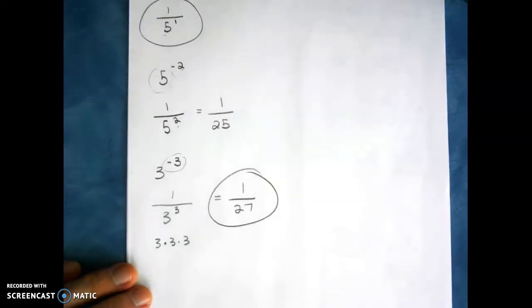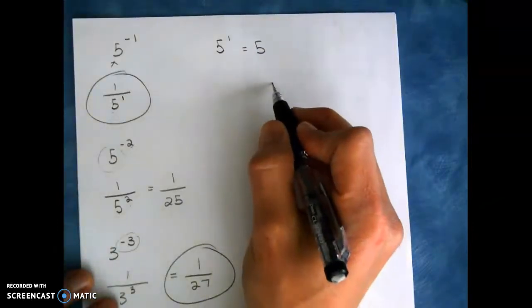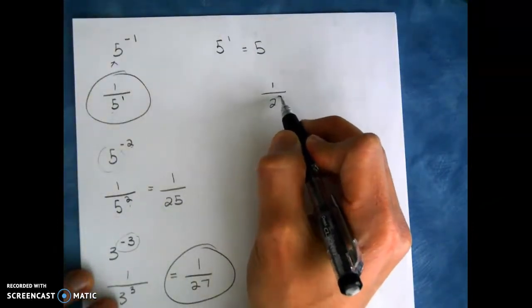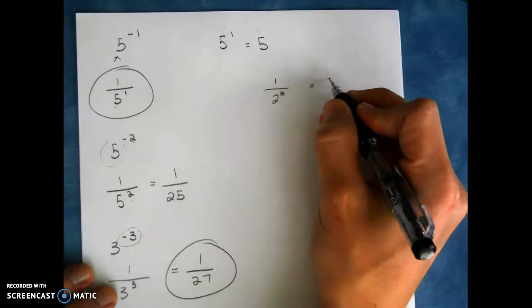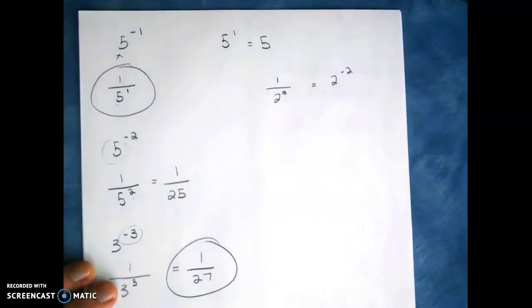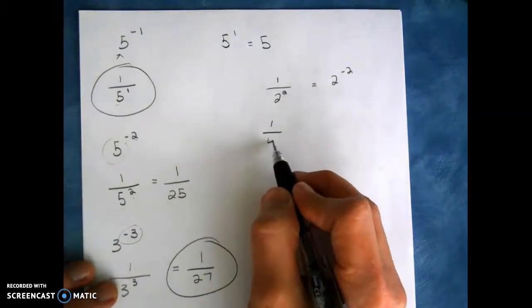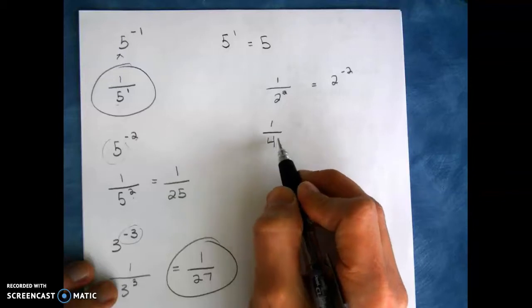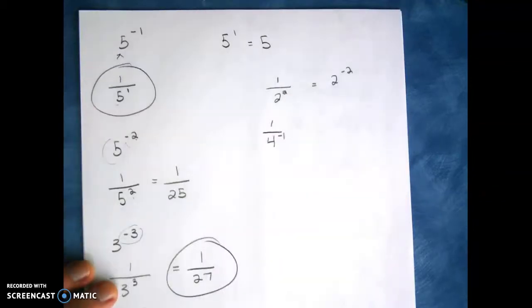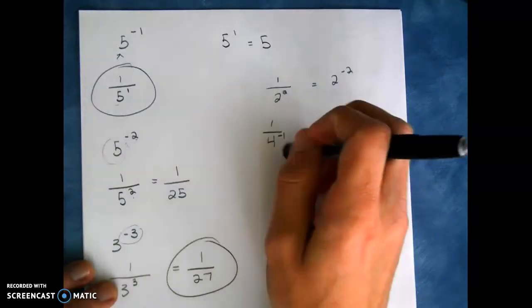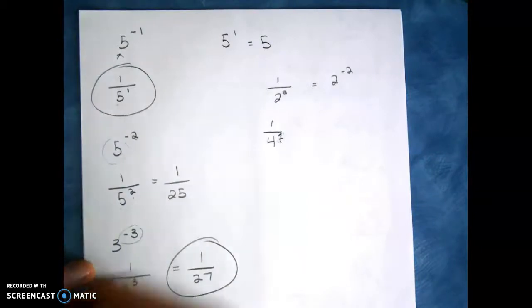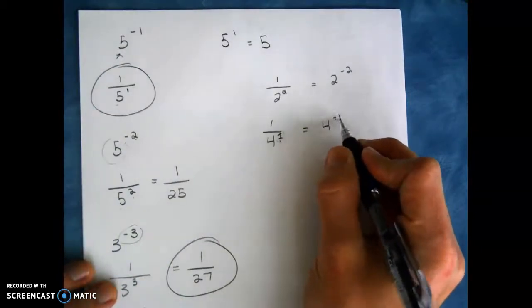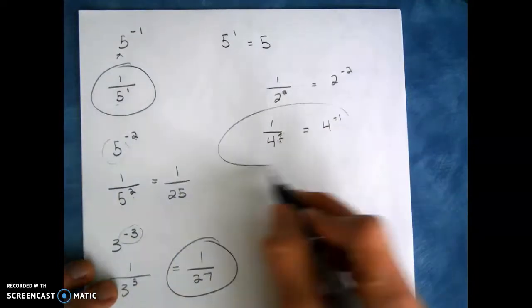Okay. And then we can think about going the other way. So if I had 1/2 to the second, well, this is the same as 2 to the negative second. So now we can go the other way. So let's say I had 4 to the first. Well, I can rewrite this with a negative exponent. I get 4 to the negative first. And these are equivalent. These are the same.